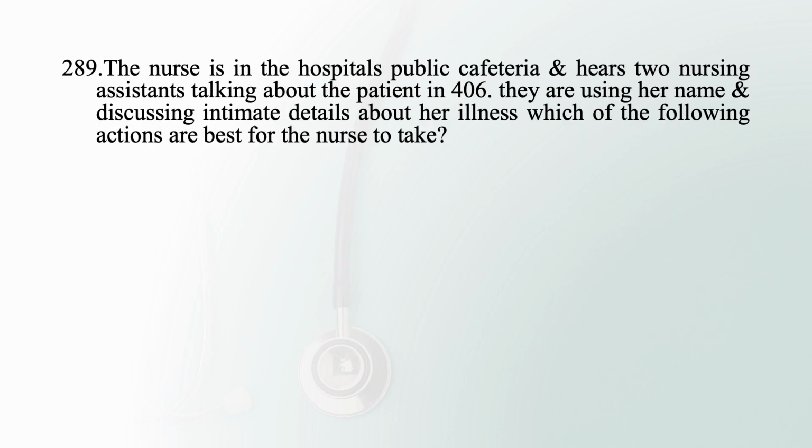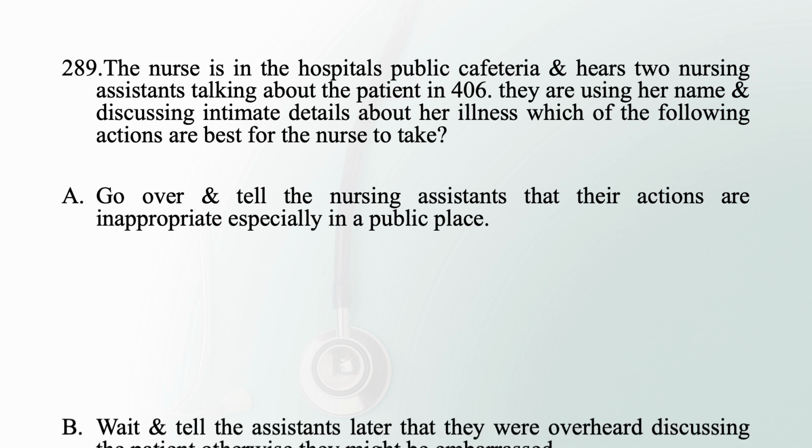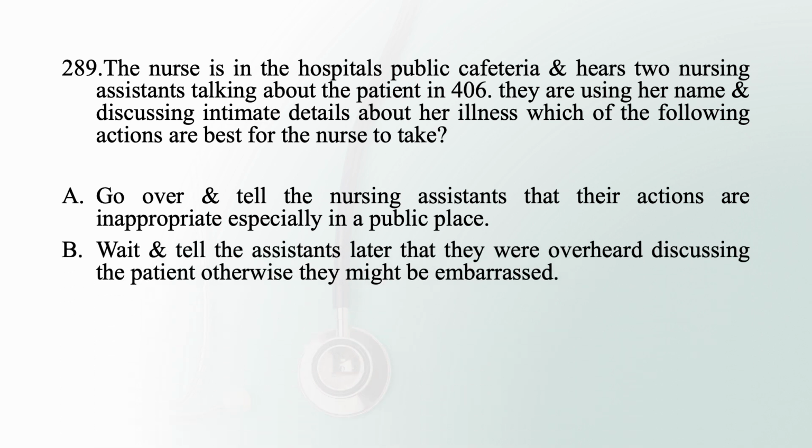Question number 289. The nurse is in the hospital's public cafeteria and hears two nursing assistants talking about the patient in 406. They are using her name and discussing intimate details about her illness. Which of the following actions is best for the nurse to take? Option A. Go over and tell the nursing assistants that their actions are inappropriate, especially in a public place. Option B. Wait and tell the assistants later that they were overheard discussing the patient, otherwise they might be embarrassed.